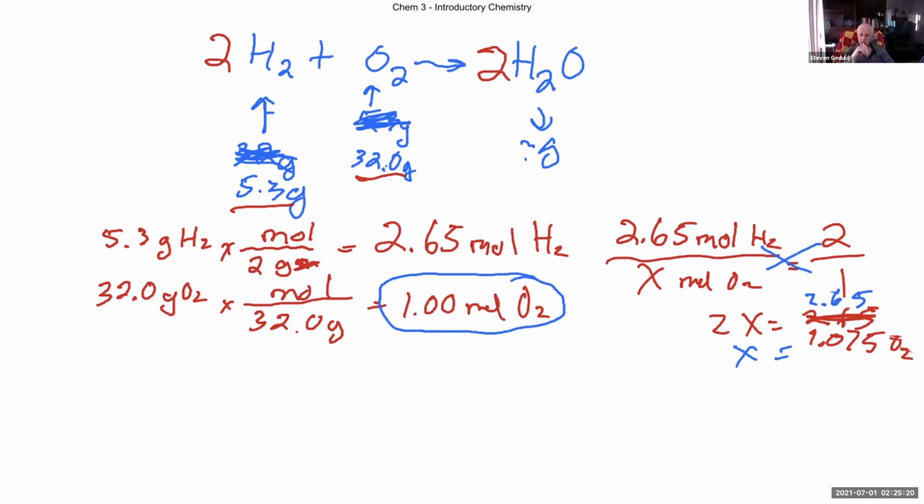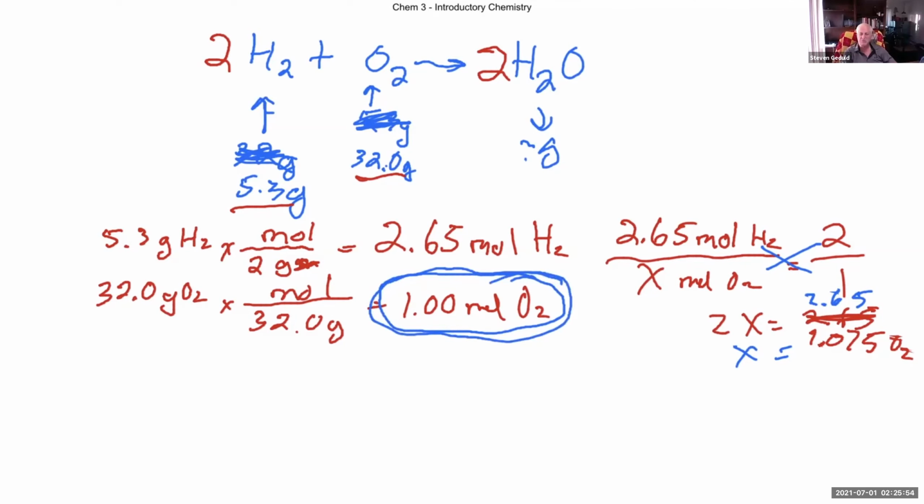So cross multiply, you get 2x equals 2.65. So divide 2.65 by 2, you get 1.075. And then you look at the oxygen, and do I have more or less than 1.075? Less. So that's my limiting reagent. It's going to run out soon. I don't have 1.075 moles. I only have 1 mole. So this is going to be my limiting reagent. This one runs out first. So there's my limiting reagent.